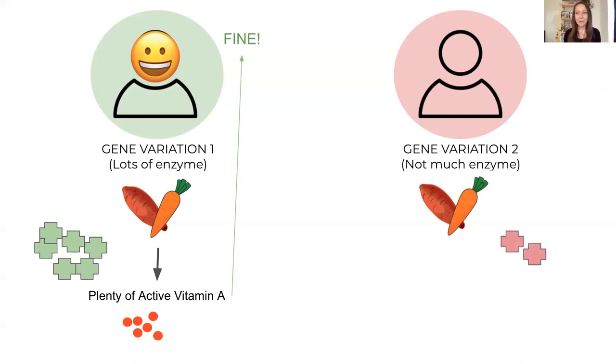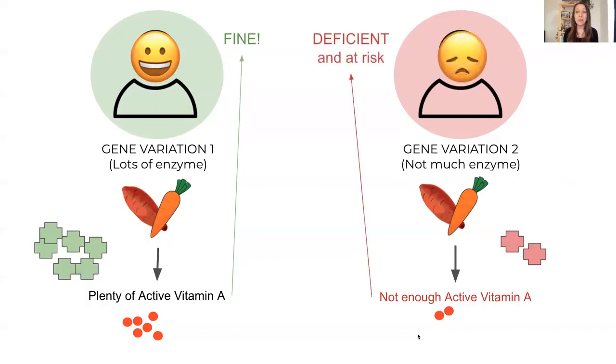This guy on the other side, remember, is not going to produce much enzyme. They're producing half the amount of enzyme as other people. So what that means is that conversion from inactive to active is going to be much less as well, because an enzyme can only do so much work at a time. So they're going to end up with much less active vitamin A from that same food. What that means is that brain is potentially going to be deficient of vitamin A, right? It's going to be lacking enough vitamin A. And therefore, that brain is at risk now because it doesn't have the nutrients that it needs to function well.